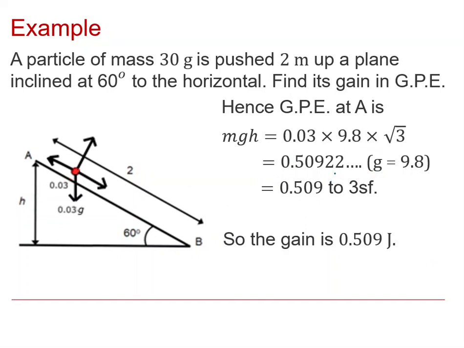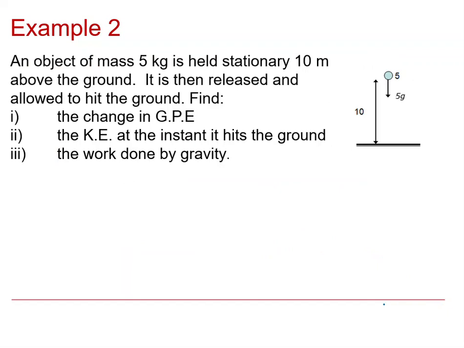I've put the dots in to indicate that that was what was showing on my calculator display, and then on the next line I've rounded it. So the gain in potential energy, remember I said you go up, you get a gain in potential energy, and you do work against gravity. That gain is 0.509 joules.